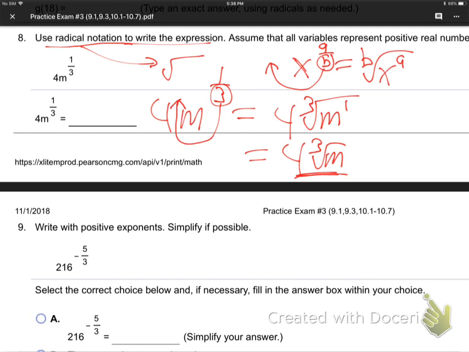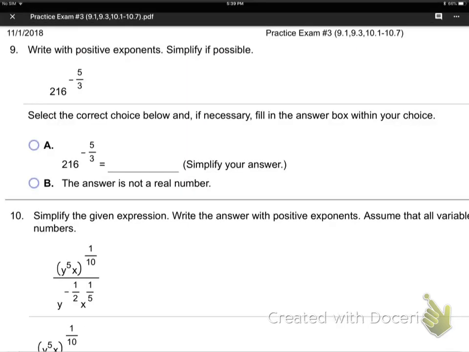It didn't go over the 4 because it wasn't on the 4. If they'd had the 4m like this to the 1/3, then the 3 would have swung around for the whole thing. So only the m was raised to the 1/3 power, so only the m ends up in the 3rd root. Okay, so number 9, how are we going to do this one? Well, write with positive exponents.